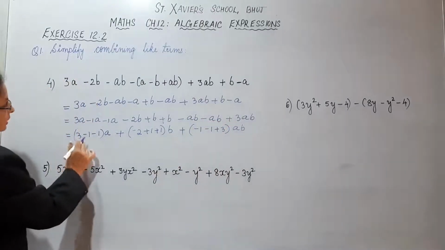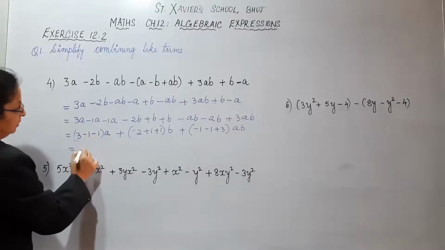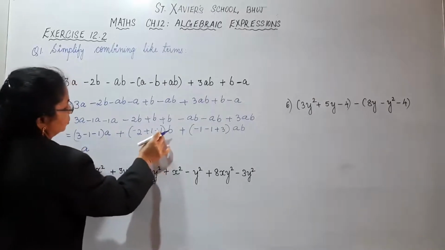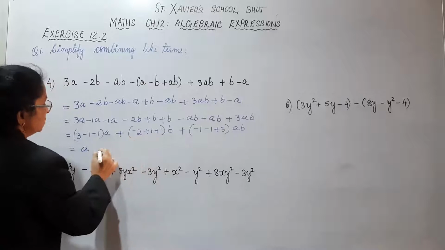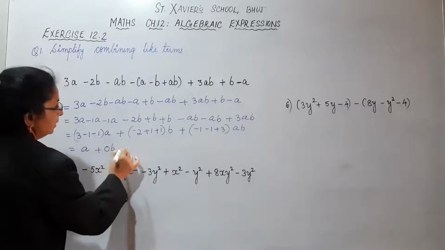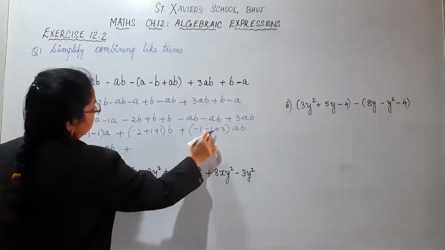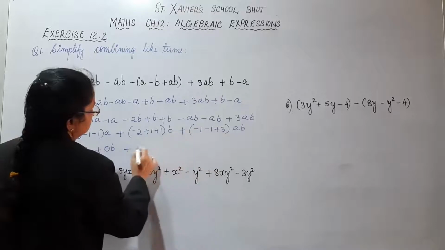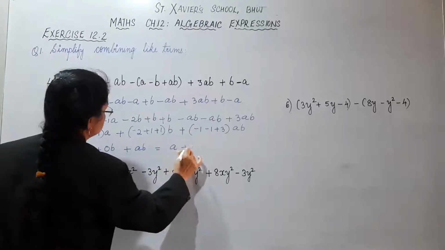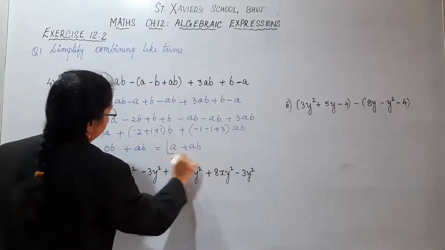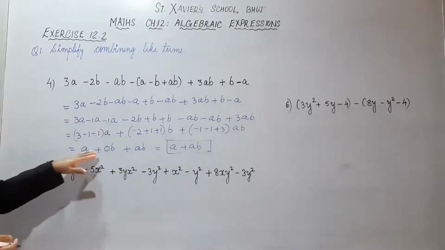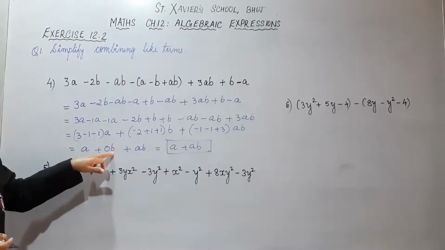Now let's solve it. 3 minus 1 is 2, 2 minus 1 is 1. 1a means a. Now 1 plus 1 is 2, 2 minus 2 is 0. 0b you don't have to write, that is 0. Or if you want, you can write it as 0b. Then 3 minus 1 is 2, 2 minus 1 is 1. That is 1 into ab, which is ab. So the answer is a plus ab. Clear? 0b you don't have to write.